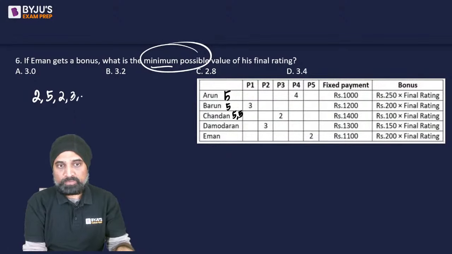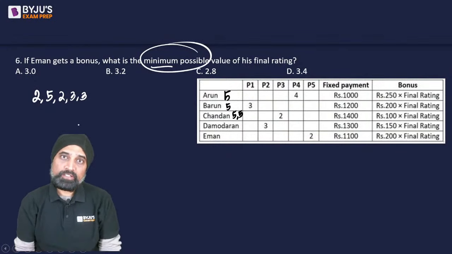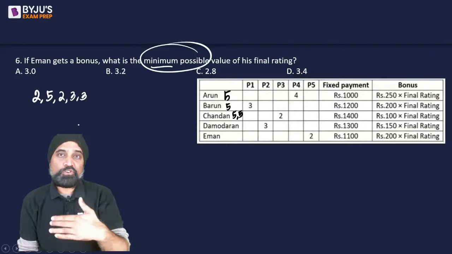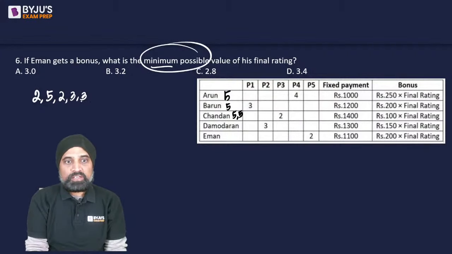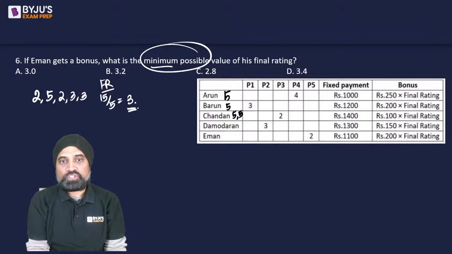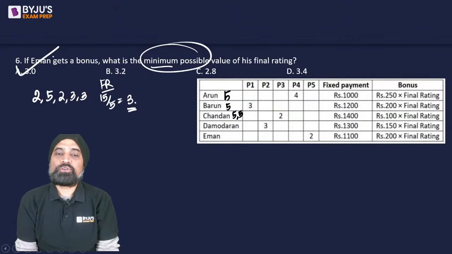And the next possibility is 3 and 3. Because if I give him 4 and 4, his final rating will increase. So if we add this, the final rating is going to be the average of these 5. So this is 15 divided by 5, which is going to give us 3. So 3 is the minimum possible value of his final rating.